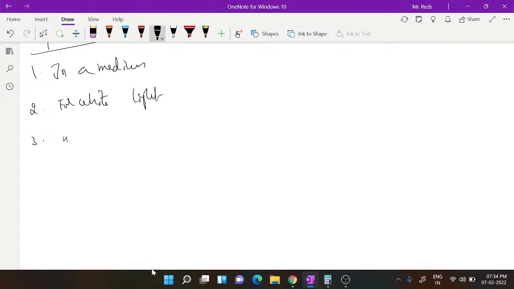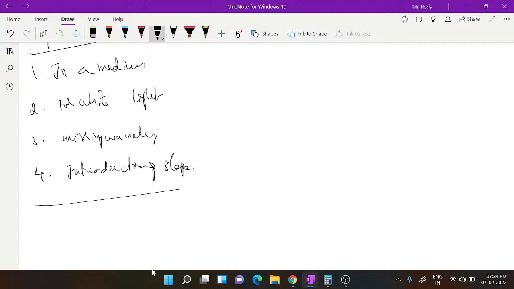Missing wavelengths, right? And the next, the fourth very important one, is introduction of a slab. What happens to the path difference, the optical path difference, that you have to introduce. This one point should come immediately. Got it? Then that's it. With that, it will be finished.